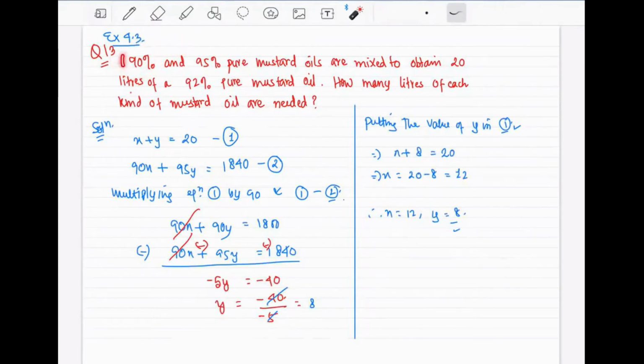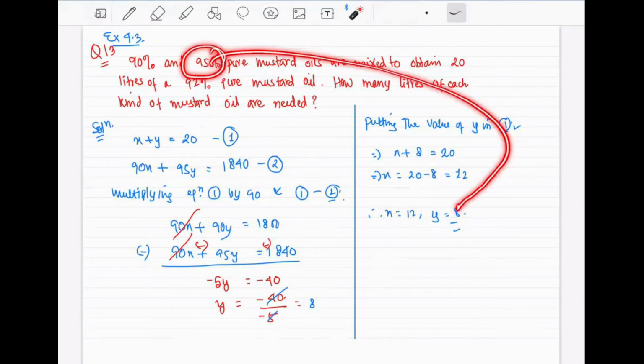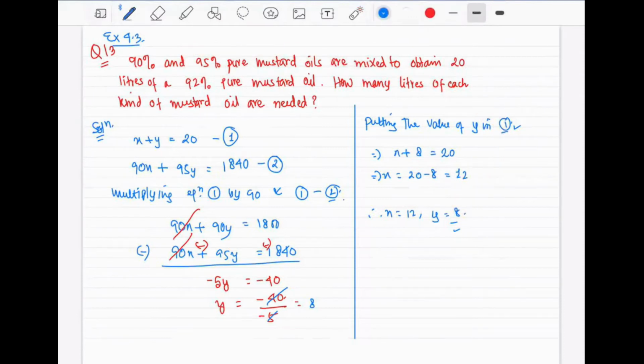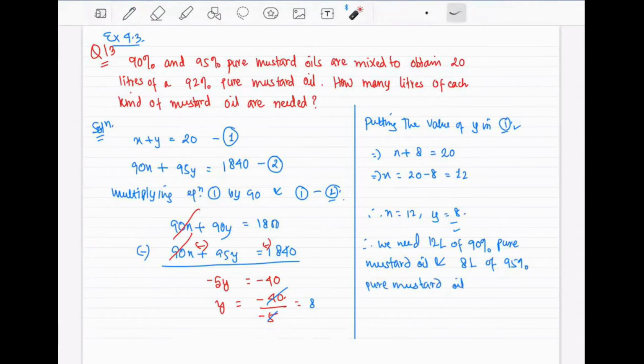So for the 90% kind, we need how many liters? We need 12 liters. For the 95% kind, we need how many liters? We need 8 liters. So I just mentioned here in words, therefore, we need 12 liters of 90% pure mustard oil and 8 liters of 95% pure mustard oil. Okay, right. You can end here. This is your solution of question number 30.